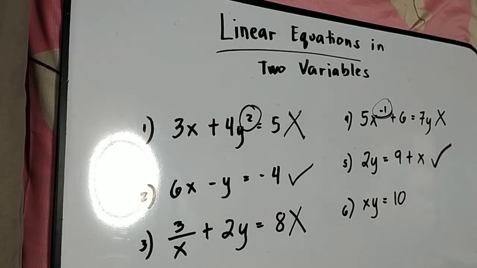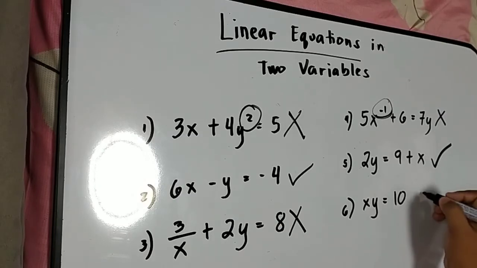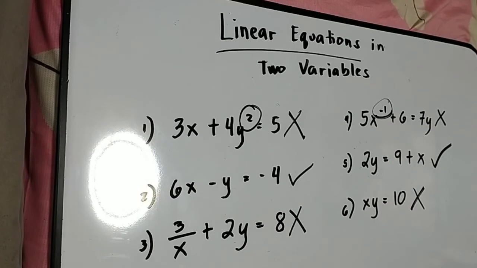Last, so xy equals 10. The last one, again, is not an example of linear equation in two variables. Kasi, si x and y ay nasa isang term lang. And, kapag kinuha mo yung degree, 2 yung degree niyan. Okay? So, ayun, ganito malalaman kung paano ma-identify kung magiging linear equations in two variables yung given na equations.